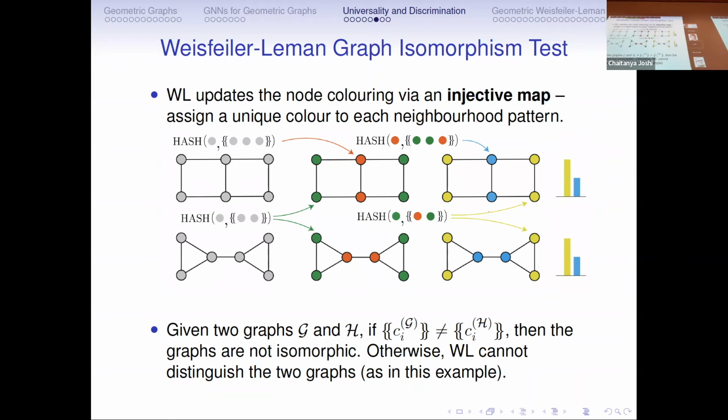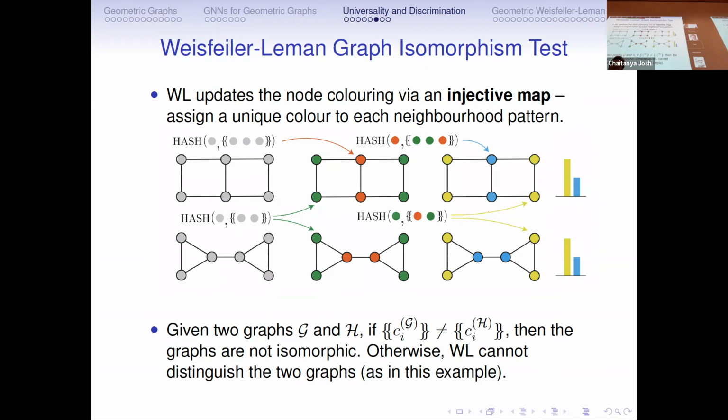And if we now want to compare two structures, we compare the histogram of colors, so the types of colors that we see. Do they match or not? If they do match, then we say the graphs are isomorphic, or we cannot decide. And if they don't match, we know for sure they cannot be isomorphic. Now, some of you might be puzzled because the histograms here are actually the same, but the graphs are not isomorphic. And that's one limitation of the Weisfeiler-Leman test.